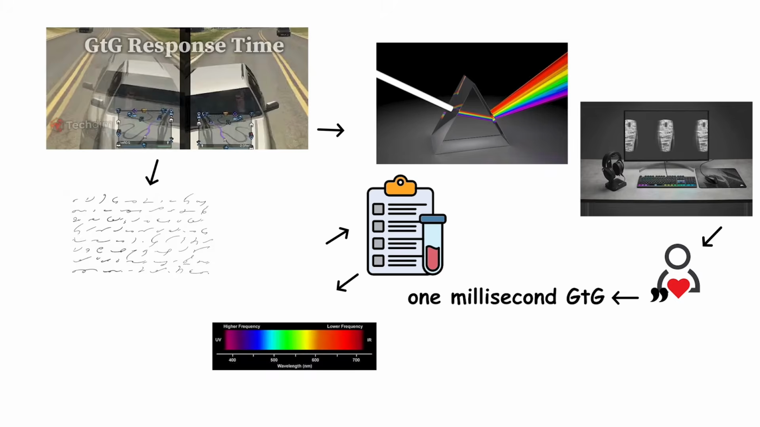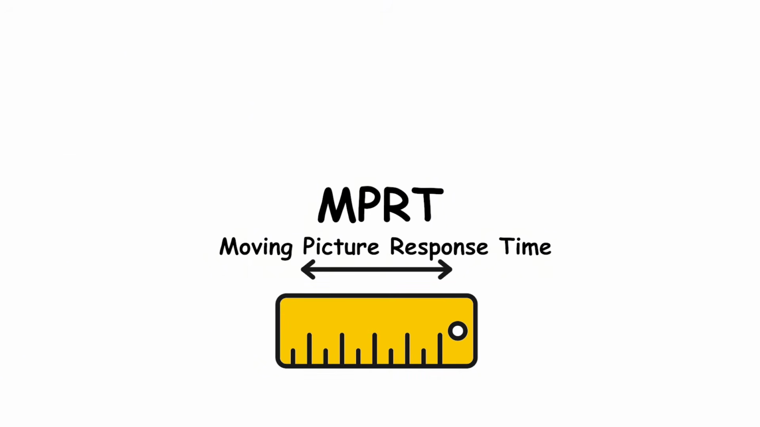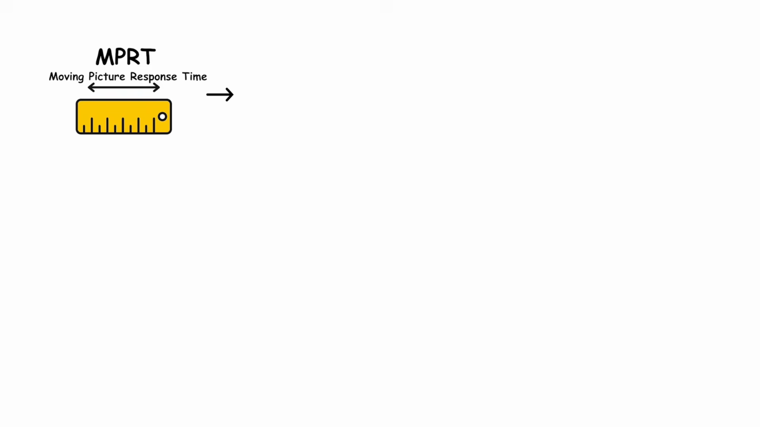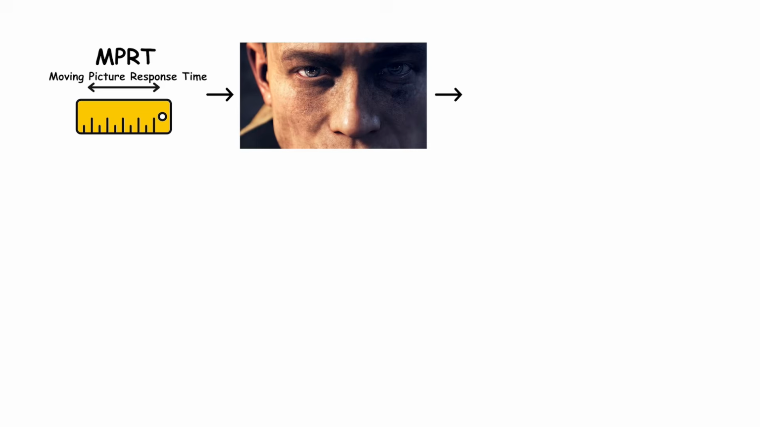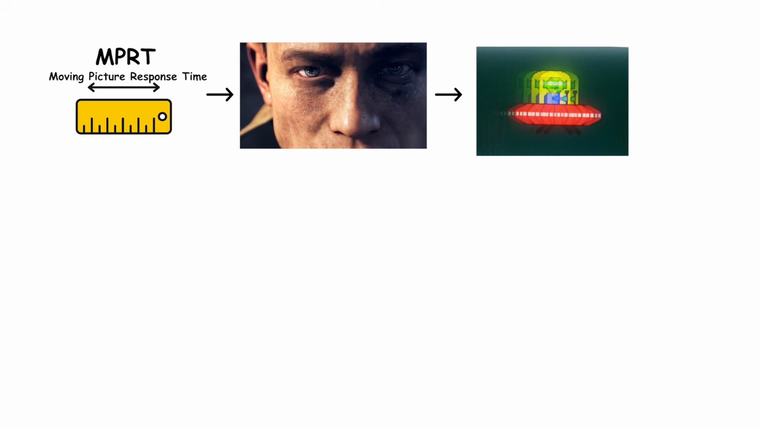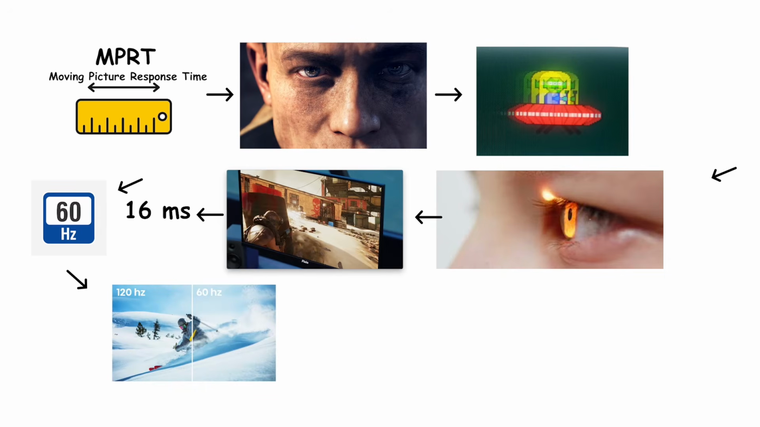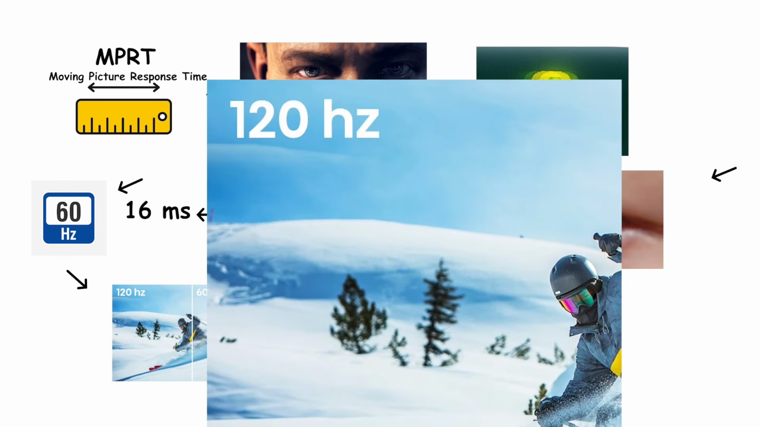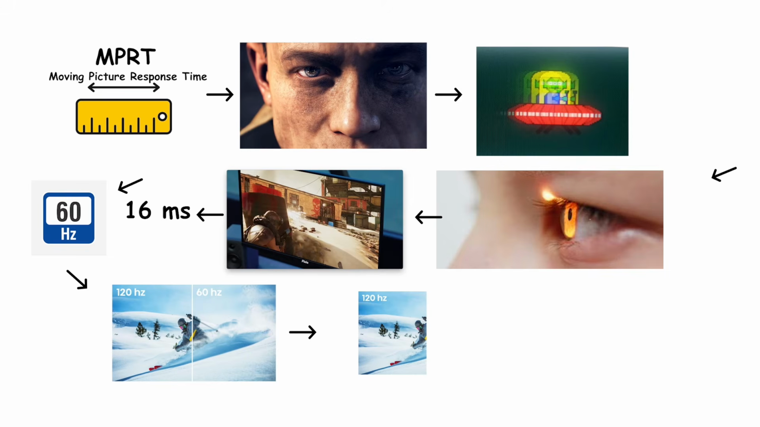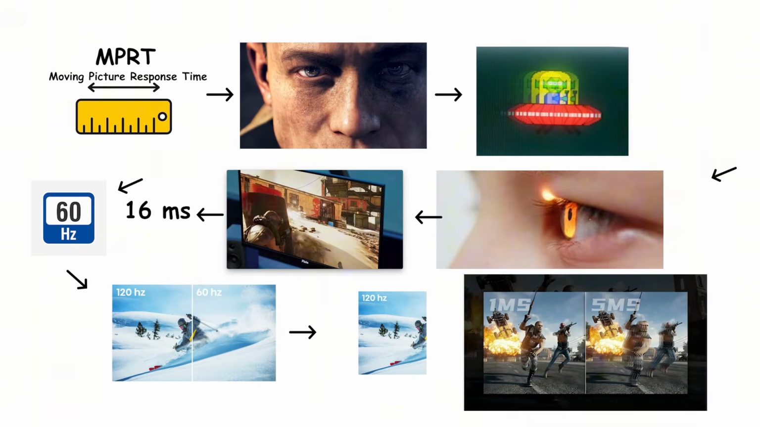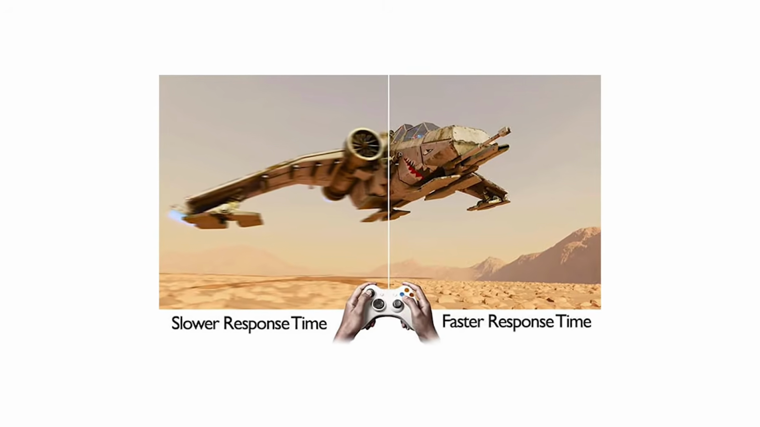MPRT means moving picture response time, and it measures something completely different: how long a frame remains visible to your eyes. MPRT depends on the refresh rate and how the backlight behaves. A screen that holds each frame for 16 milliseconds at 60 Hz will show more motion blur than one that holds each frame for 8 milliseconds at 120 Hz, even if their GTG times are identical. In other words, GTG is how fast pixels can move, while MPRT is how long your eyes keep seeing them.